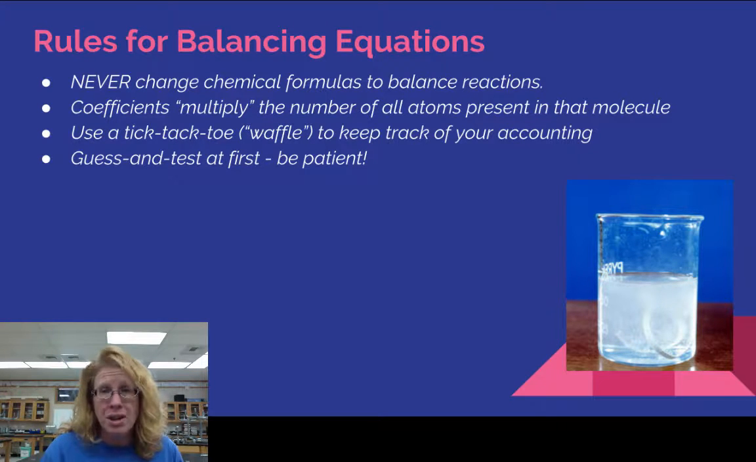Number 2, when you're doing your accounting, your checking, make sure that you recognize that the coefficients multiply across everything. So you can get some really big numbers of atoms, and that's okay, but you have to keep multiplying that across everything, or sometimes you don't recognize how many atoms you've got there. I'll show you what this tic-tac-toe thing is, this little waffle that we use to keep track of your accounting. It's a little grid that makes it a little bit easier to keep track of how many of each thing you've got. And then at first, it is kind of a guess and test sort of thing.